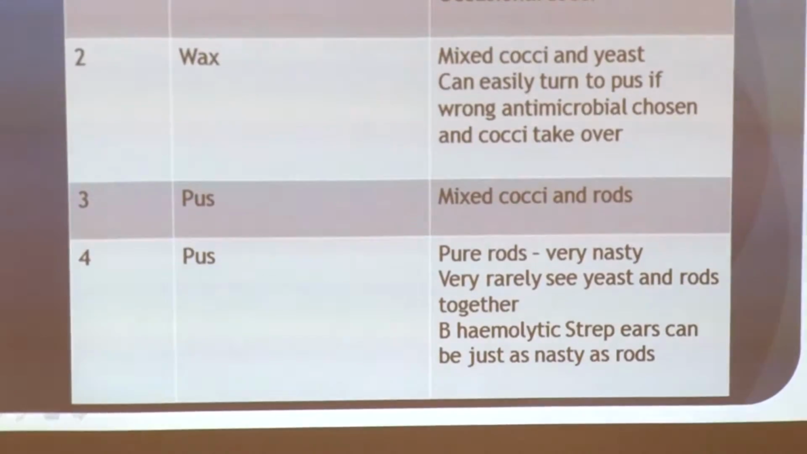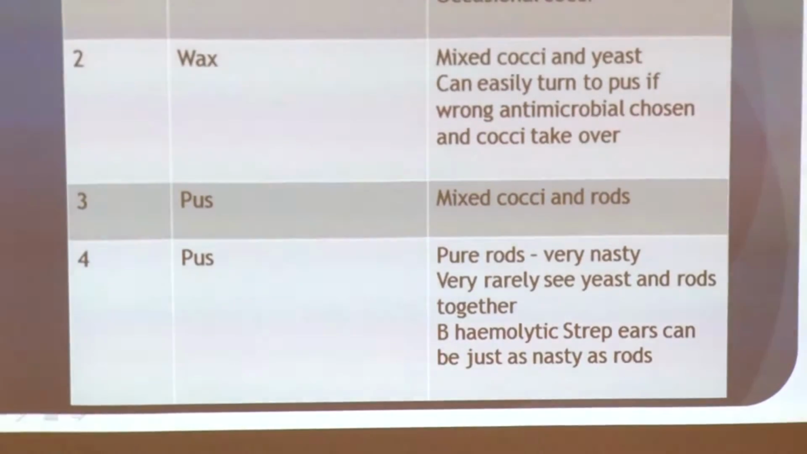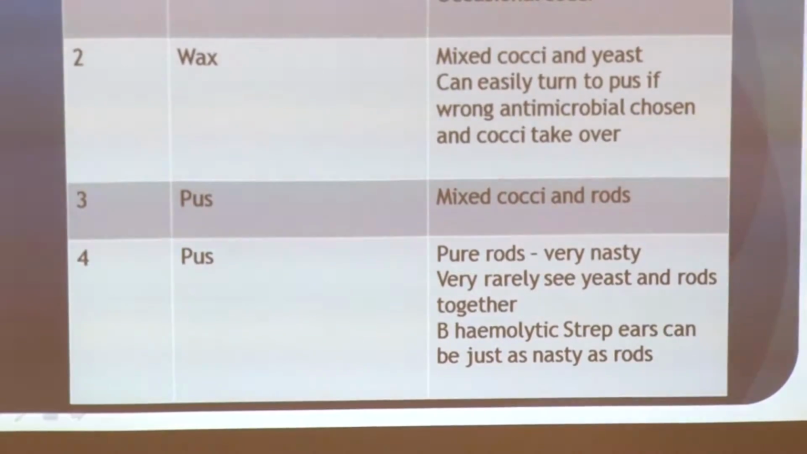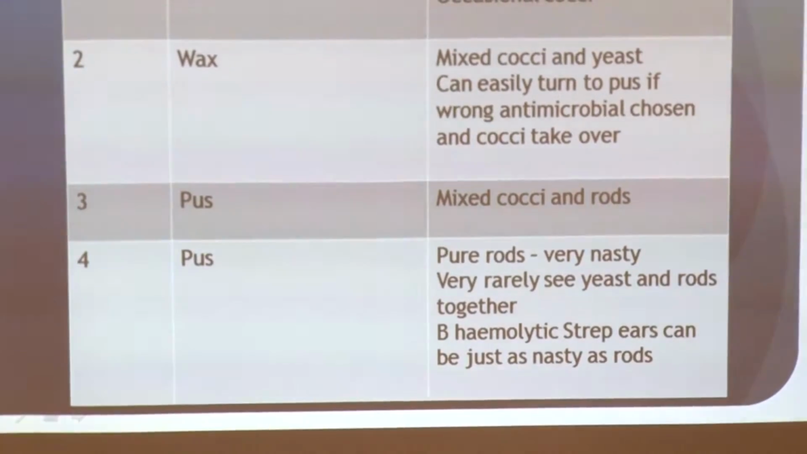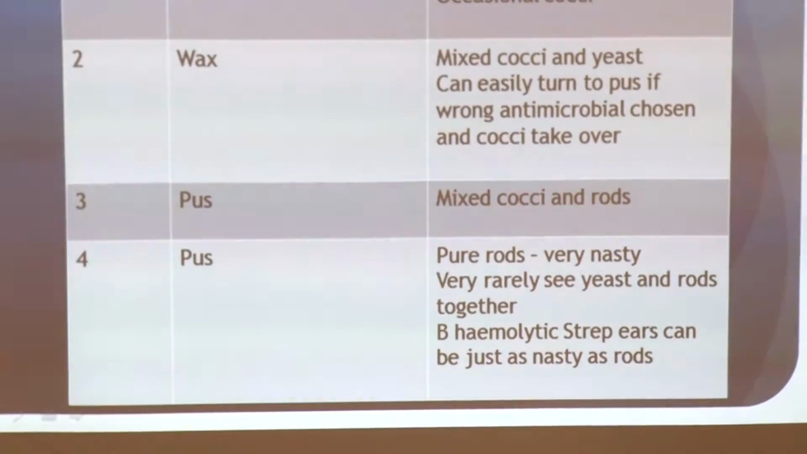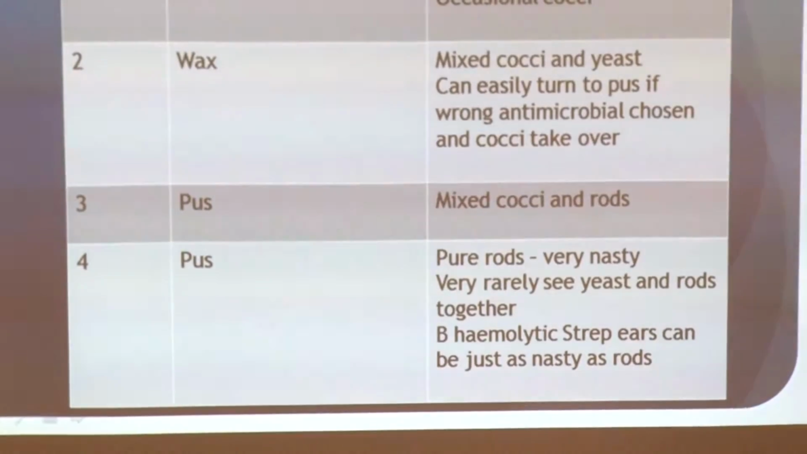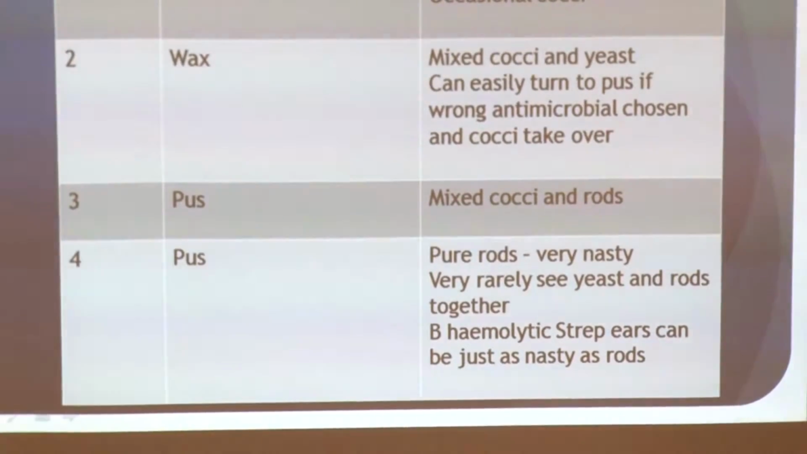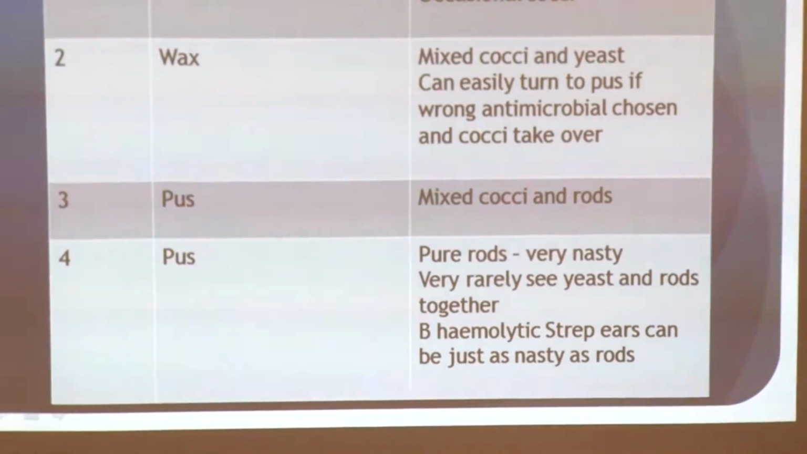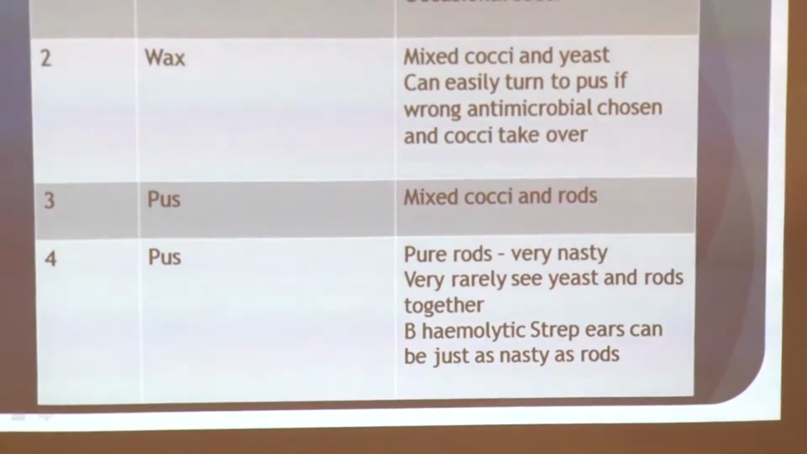A grade 3 is a purulent infection, mixed cocci and rods, so just mixed bacteria. And a grade 4 is a purulent discharge with pure rods, and these are of course the most nasty, the most difficult to get under control. You'll very rarely see yeast and rods together, and also note that pure rods is not the only form of grade 4. A beta hemolytic strep infection can be just as nasty and just as difficult to control as a pure rod infection.